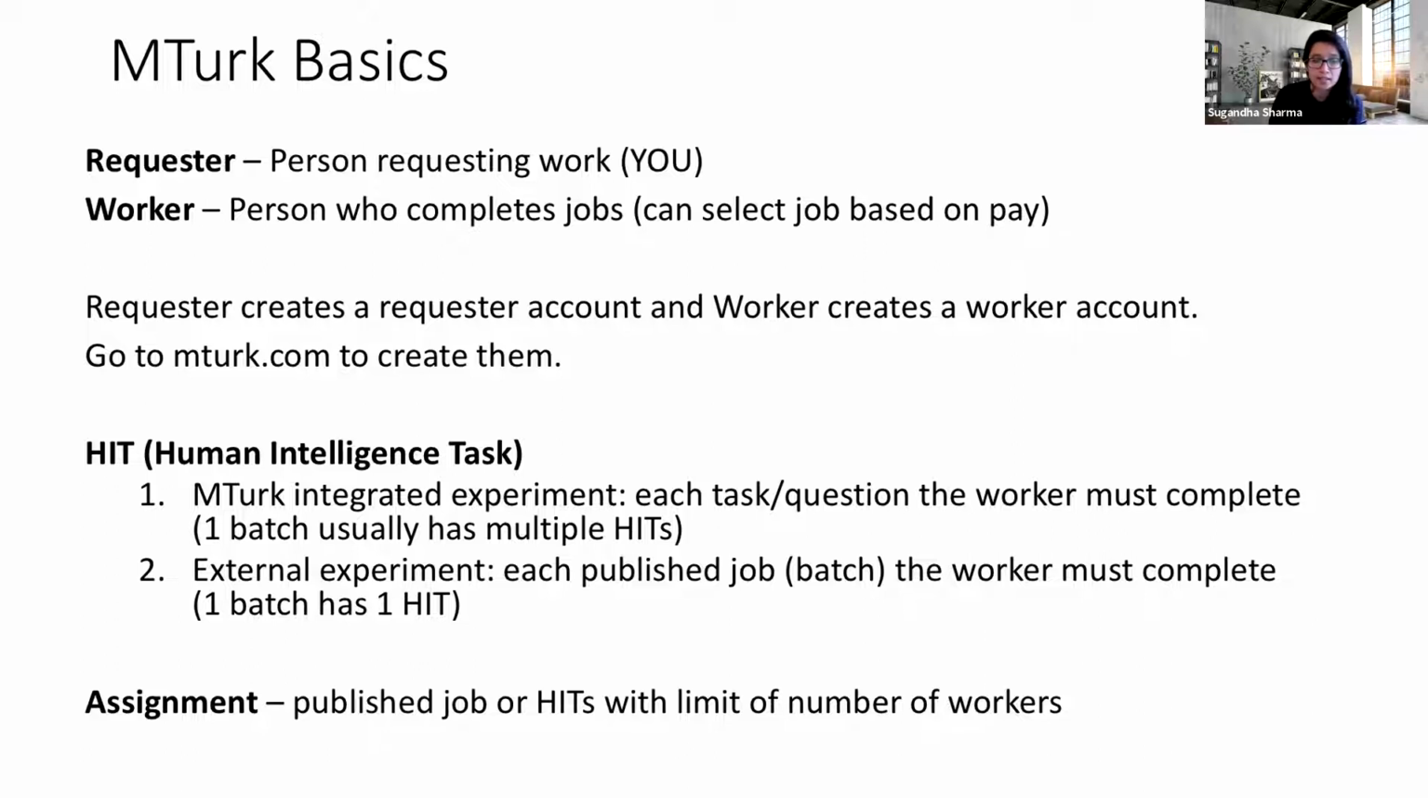In this case, for instance, let's say I have a hit or a batch. Let's say I'm talking about the first kind of experiment here. So I have a batch which has 10 hits, and I can assign 5 workers, for instance. I can say that I want data from 5 subjects. So this will be one assignment, but the number of workers I assign would be 5.